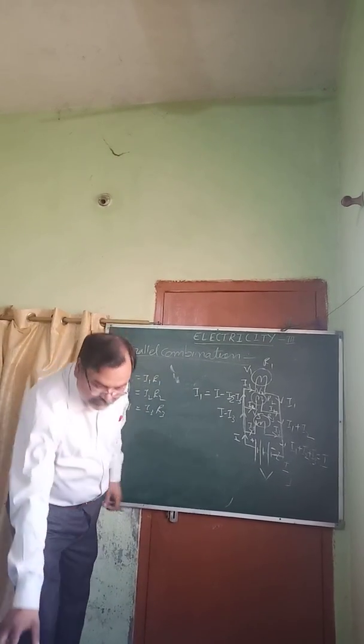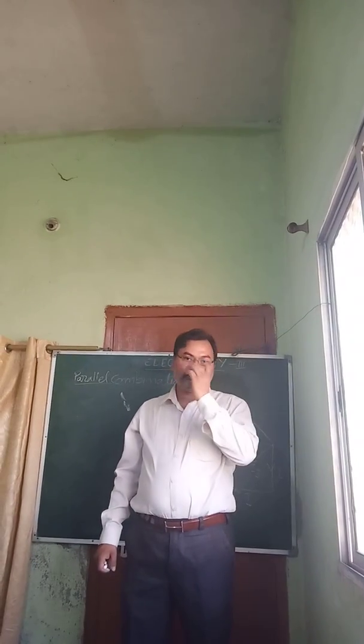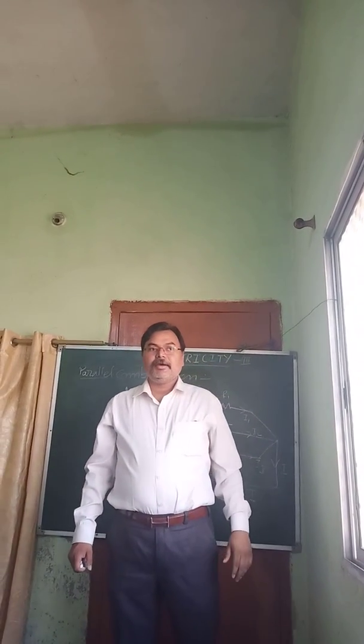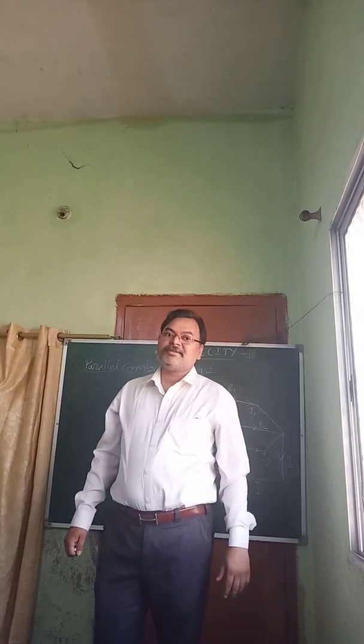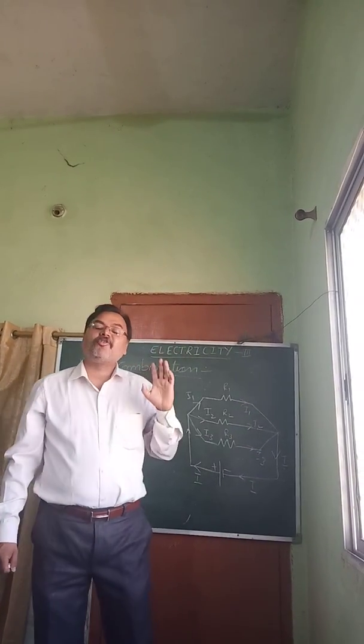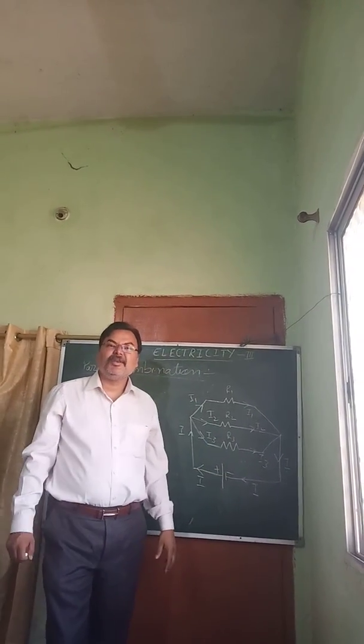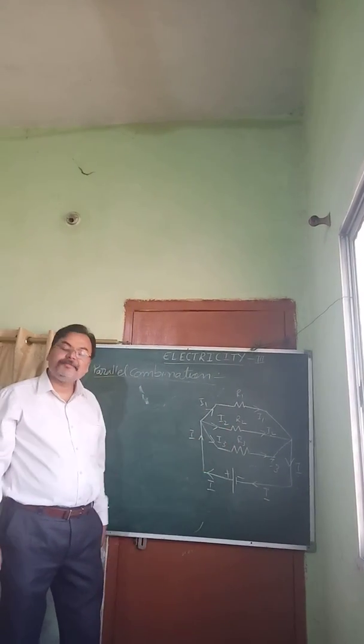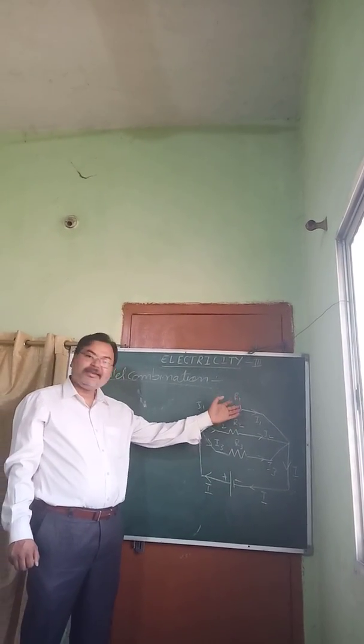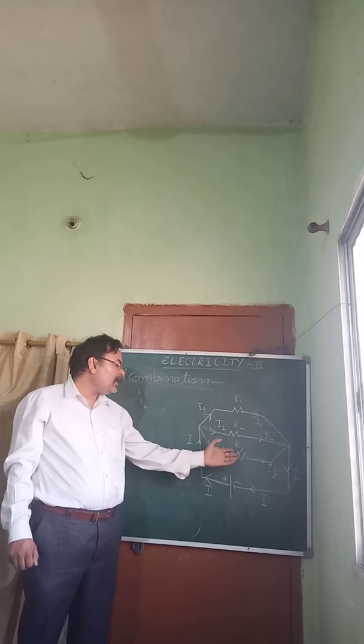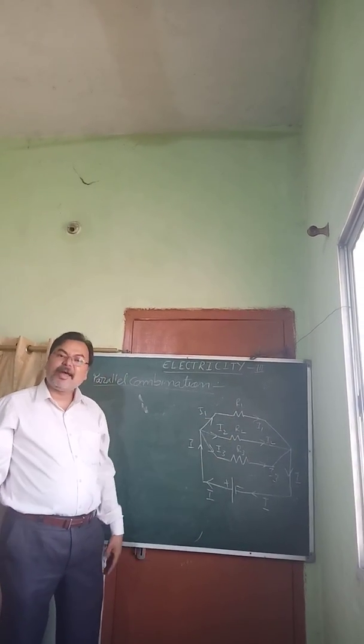Now, we need to find out the equivalent resistance in case of parallel combination. So for that, this is the circuit diagram. You can see three resistors are there having resistances R1, R2 and R3. They are connected in parallel.